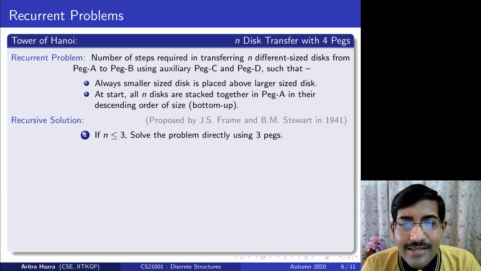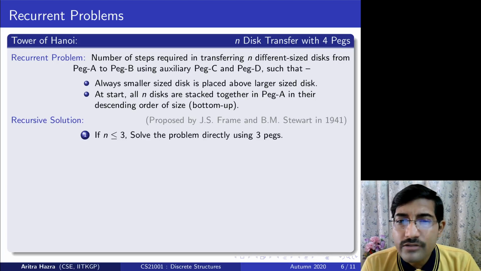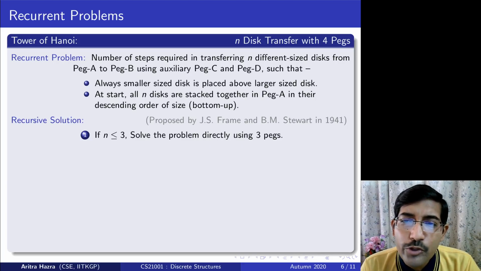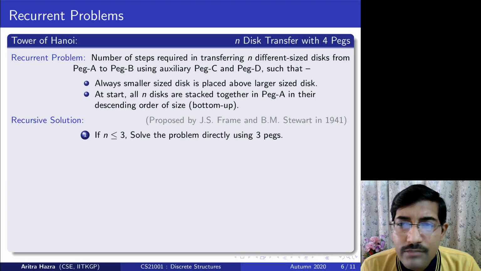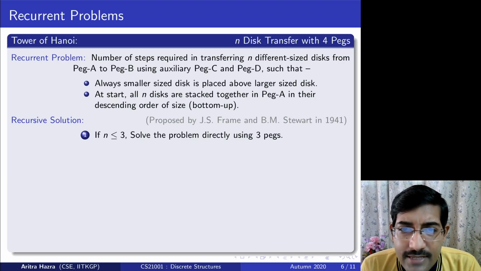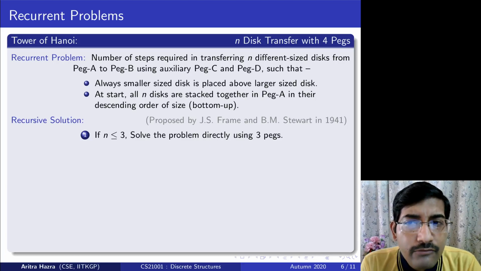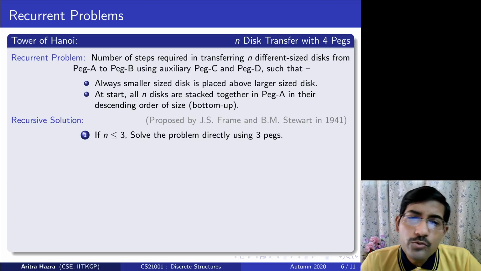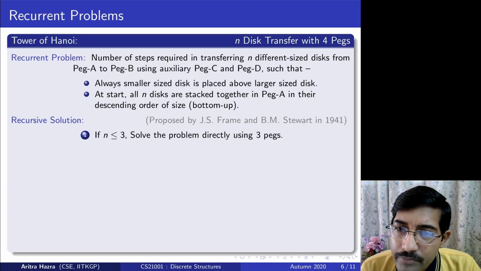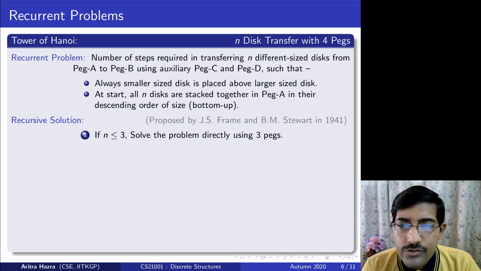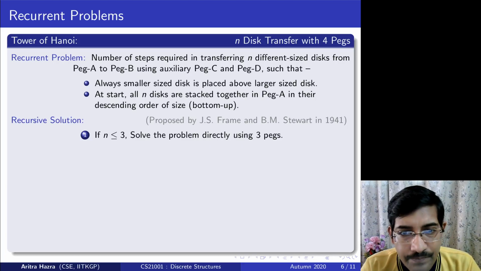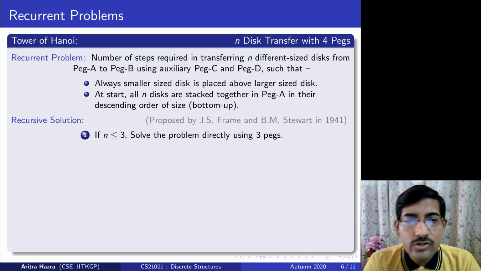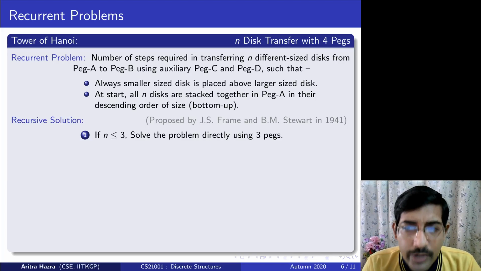So if n is less than 3, what do I do? I just do it using 3 pegs. Using my solution, 2 to the power n minus 1 is the maximum number of steps. So if n is less than 3, I do not even need the 4th peg at all. Therefore I will just use my earlier algorithm with 3 pegs and just try to transfer it. So this is my base case for n less than 3, which is whatever solution I get for 2 to the power n minus 1.